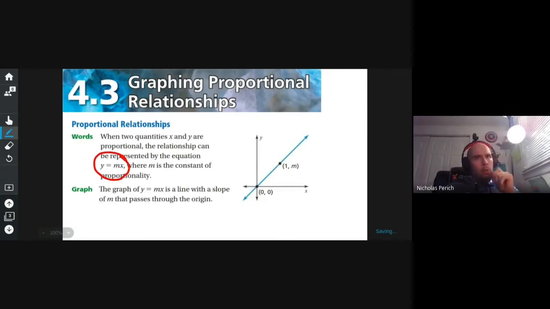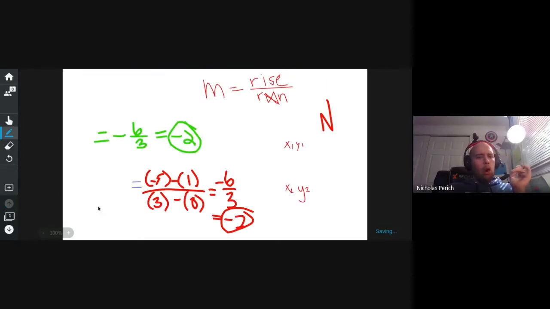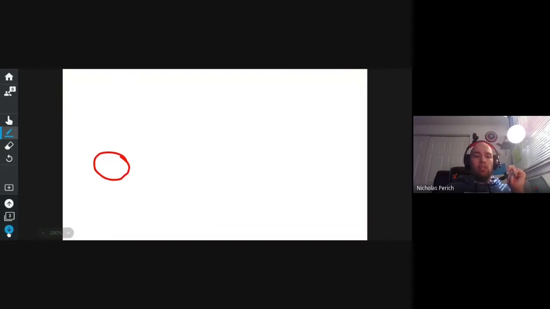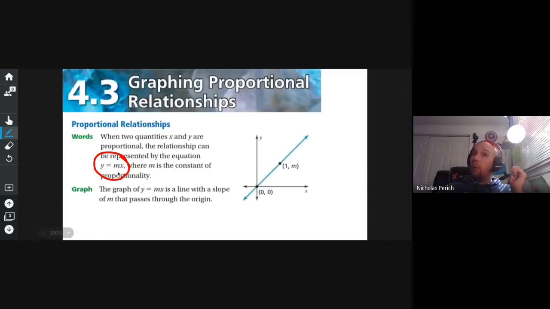And if you're wondering, wait a minute, you called slope m. That was in a Kahoot that we did. You called slope m once. Does this mean that's the same thing? That m there means slope? Absolutely it does. What my proportional relationship also does is it goes through the origin.